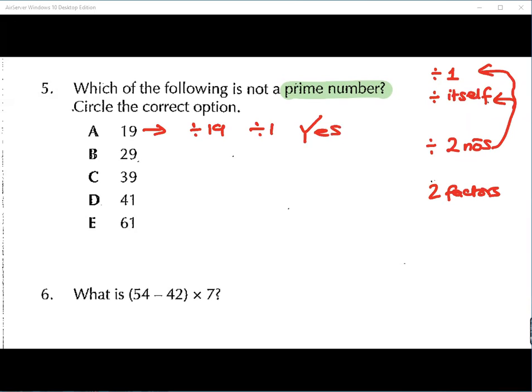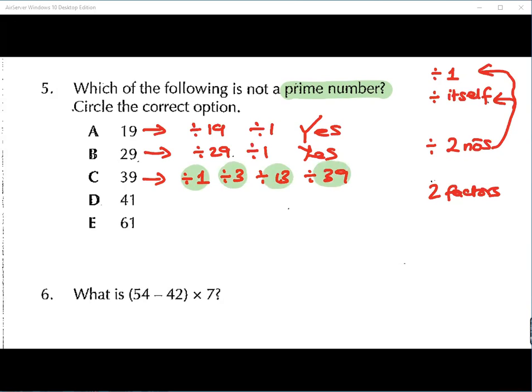Is 29 a prime number? It only divides by 29 and 1. The answer is yes. Is 39 a prime number? No. Because it divides by 1, it divides by 3, it divides by 13, and it divides by 39. So if you count these numbers, how many factors does it have?